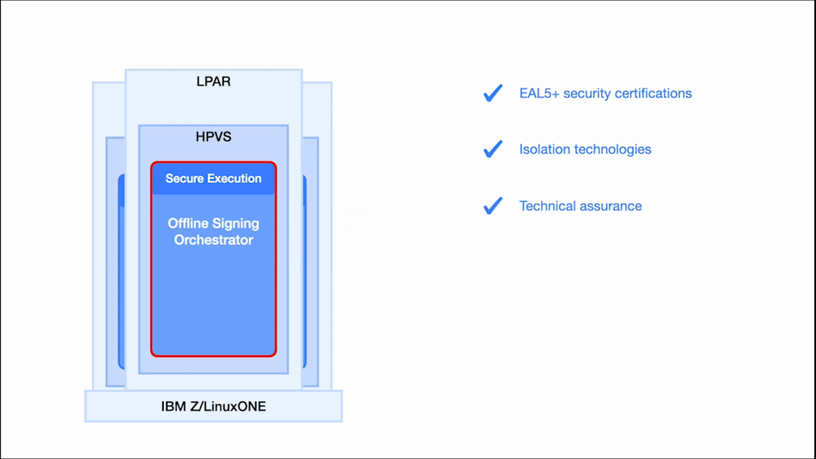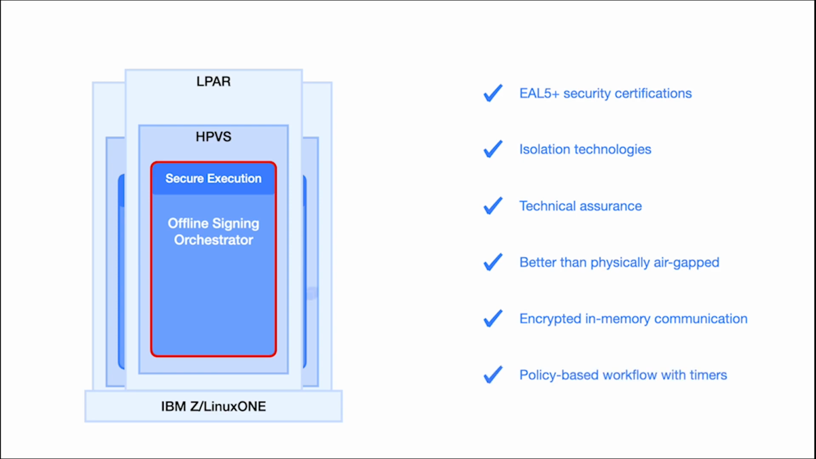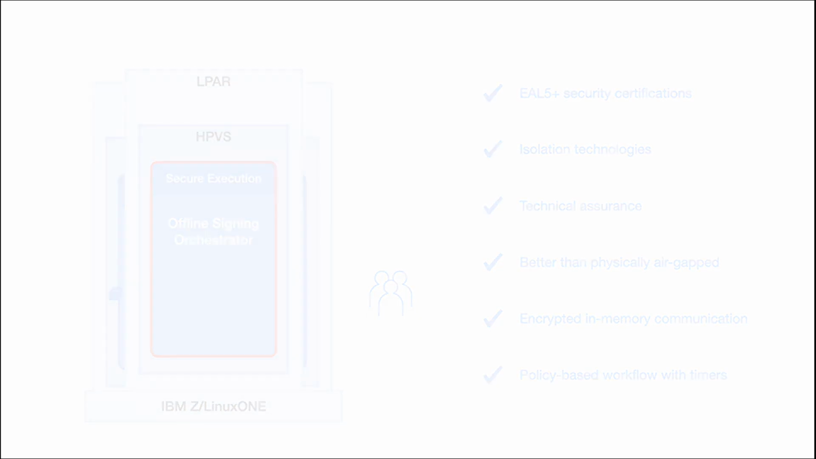Additionally, it is considered better than physically air-gapped because there is no network connection, which eliminates the network attack vector. Offline Signing Orchestrator leverages encrypted memory communication that is unidirectional. Offline Signing Orchestrator is also designed to have policy-based workflows where auditors can approve and deny transactions following defined rule sets, and time-based security reduces risks of fake manipulations or forced attacks. Together, these solutions provide end-to-end protection, from deployment of the data to data in use, because it is technically assured that nothing can be manipulated.